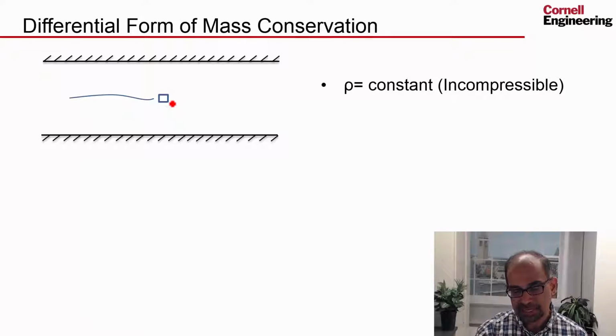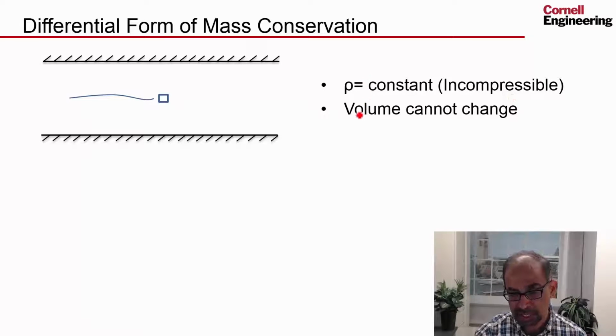I'll assume that the density is constant. This is called an incompressible flow. And due to conservation of mass, the mass of the particle cannot change. And if its density is constant, the implication is that the volume cannot change, because if I take the density and multiply it by the volume, I'll get the mass. So with this assumption, mass conservation reduces to: the volume of that infinitesimal particle cannot change.